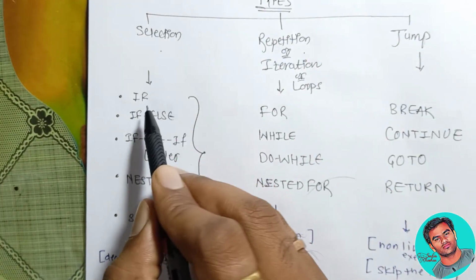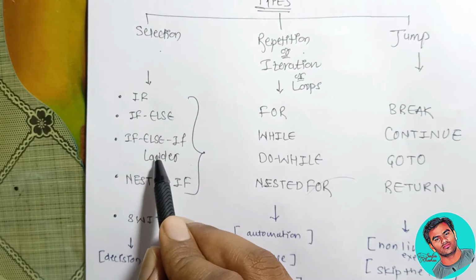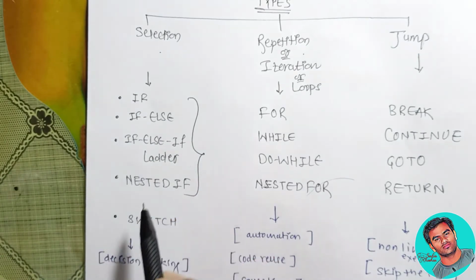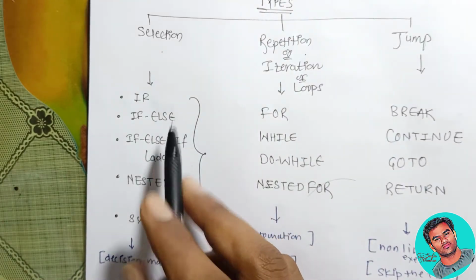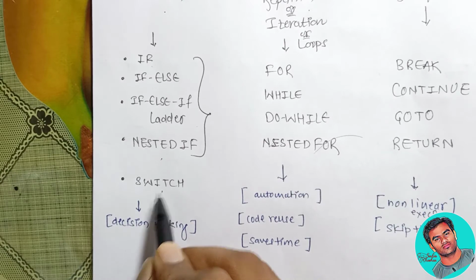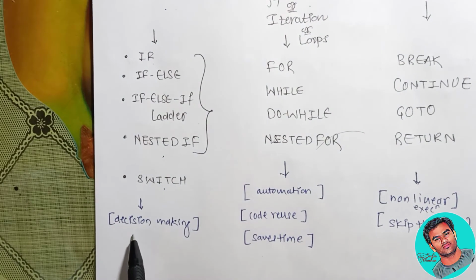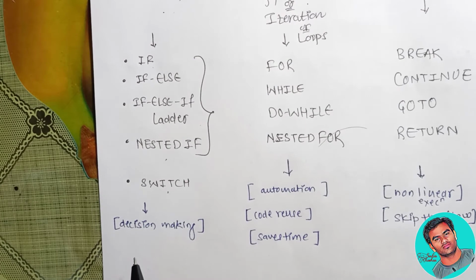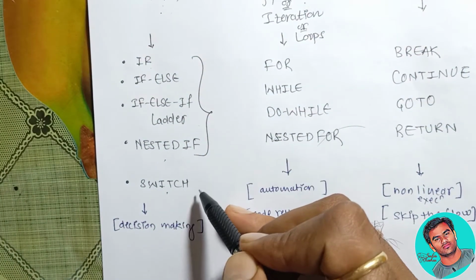Selection consists of the if statement, then the if else statement, the if else if statement, which is called an if else ladder, and the last one is the nested if statement. These four are all forms of the if statement, and then the next selection statement is the switch statement. Now what exactly does selection specify here? Selection specifies decision making. That means when we need to decide between two or more situations, we need to select one condition, and we select that in the form of these if and switch statements.